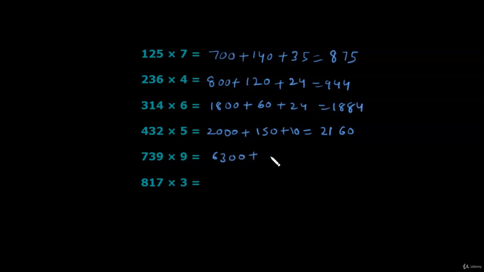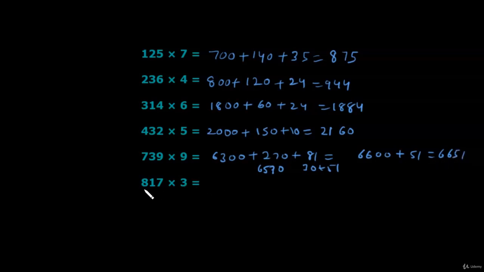9 times 700 is 6300. Plus 9 times 30 is 270. Plus 9 times 9, that is 81. So 6300 plus 270 is 6570. And if we split this to 30 plus 51, this becomes 6600 plus 51. So 6651 is the answer.